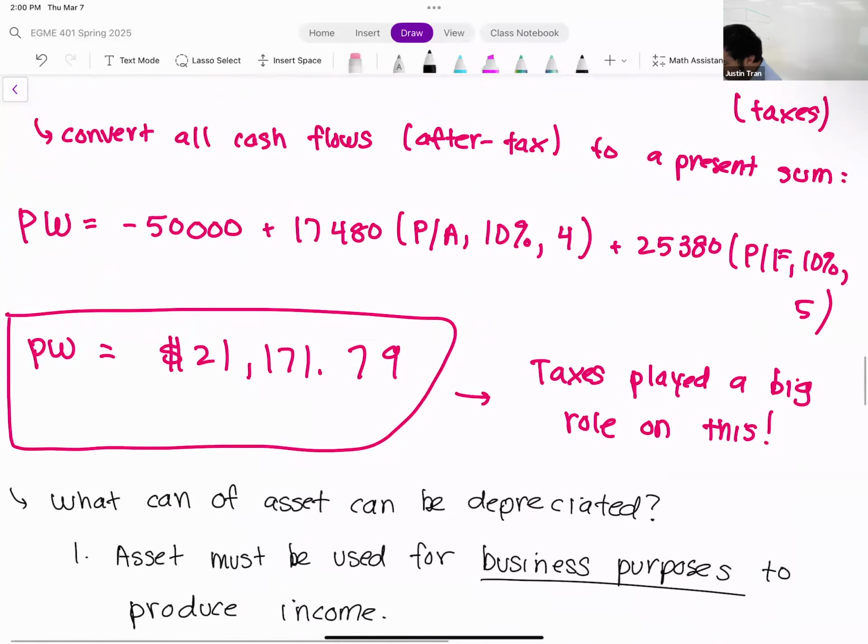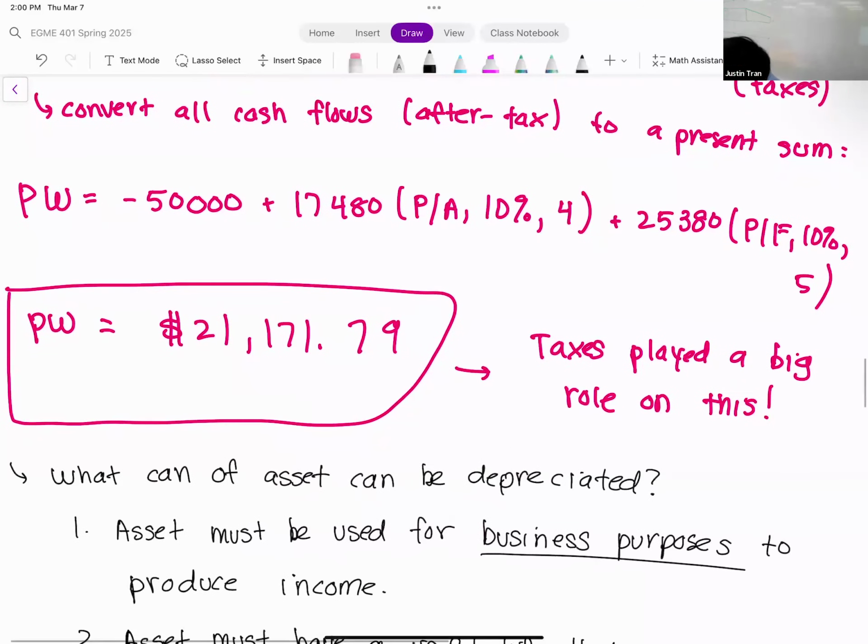I'm going to scroll up a little bit here. Our straight line value for after-tax present worth, if you look back to our previous example, was 21,171.79. First of all, you should notice that you're getting different answers, and that's normal. That's expected. The after-tax present worth, or the cash flows that you compute, depend on the depreciation scheme that you choose. That's going to have important consequences that we'll mostly talk about on Tuesday.